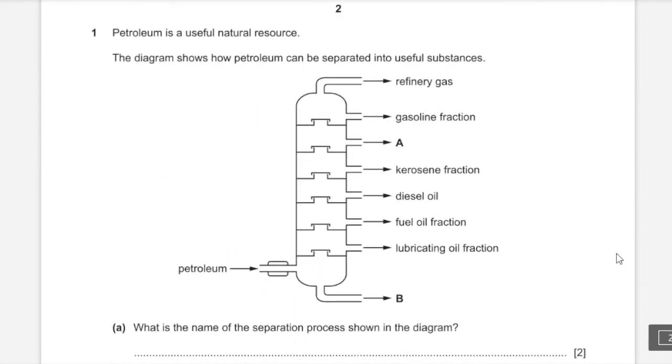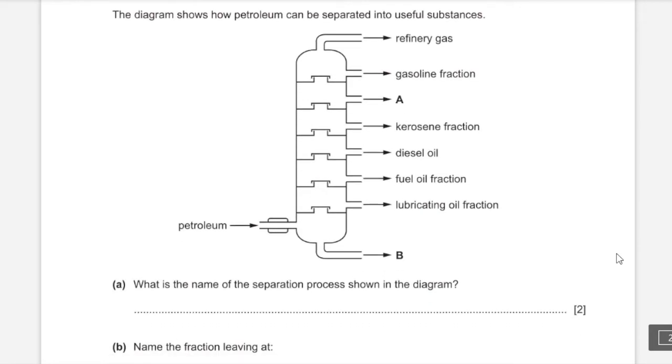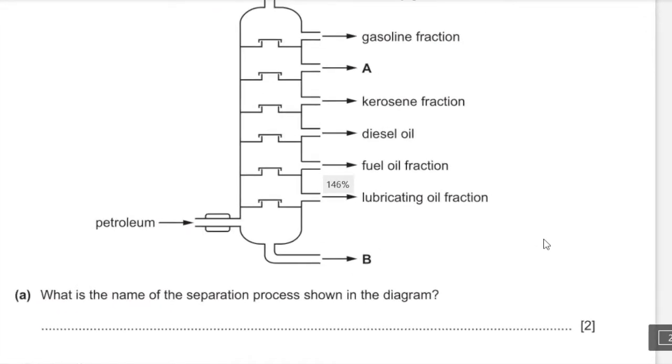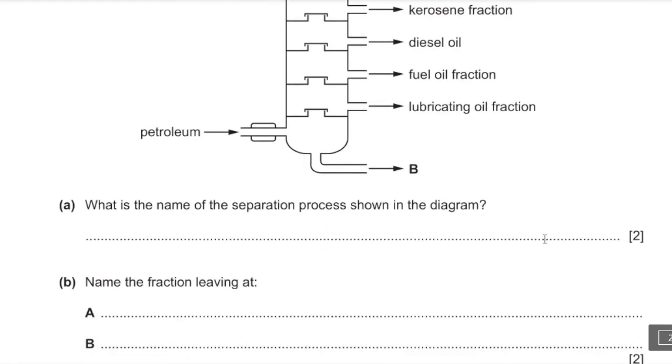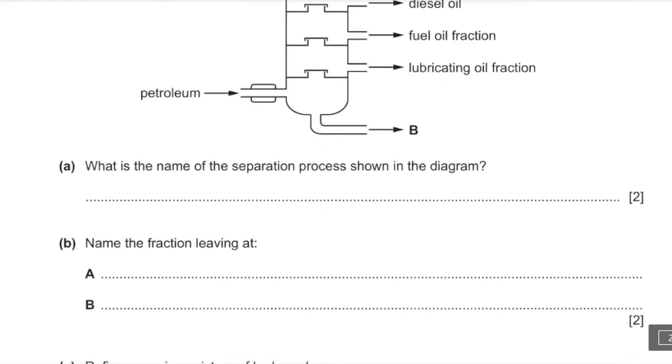Starting with question number 1. Petroleum is a useful natural resource. The diagram shows how petroleum can be separated into useful substances. A. What is the name of the separation process shown in the diagram? Alright, so this is fractional distillation.